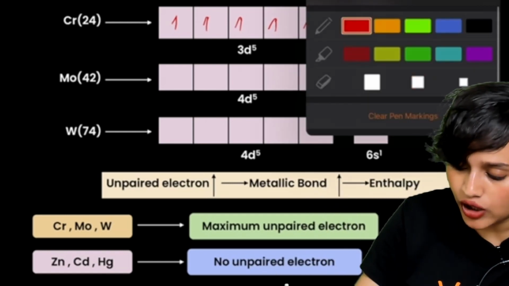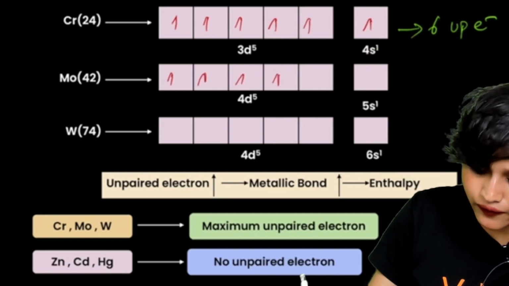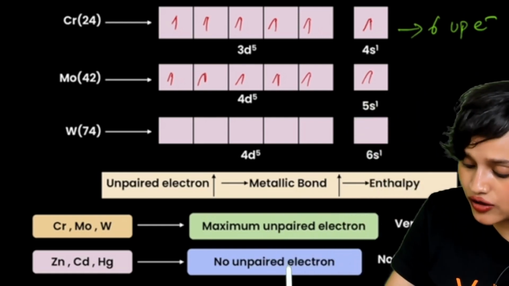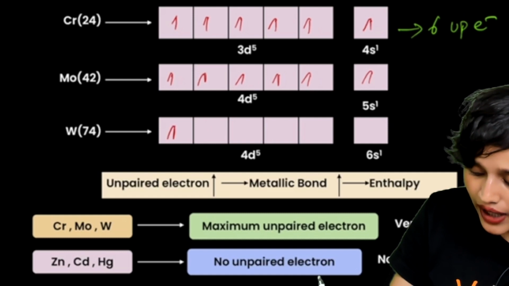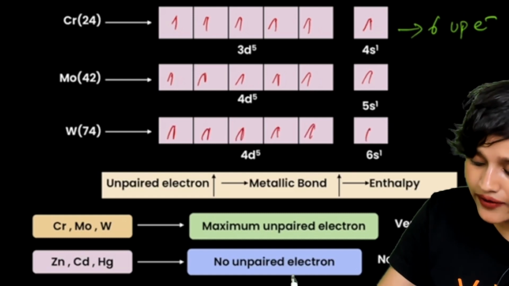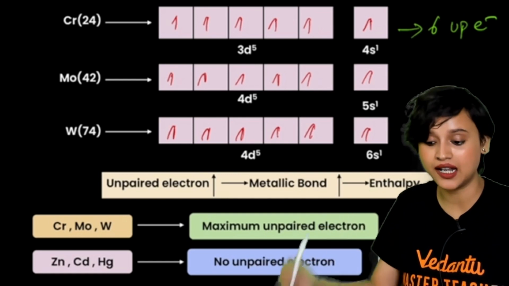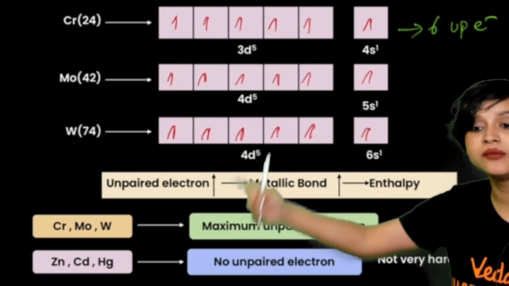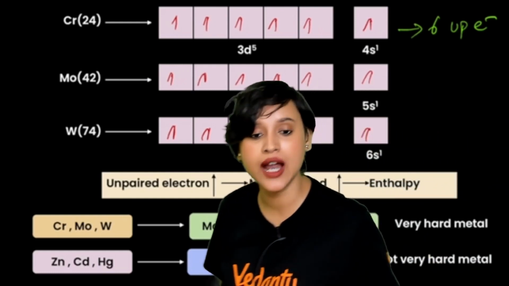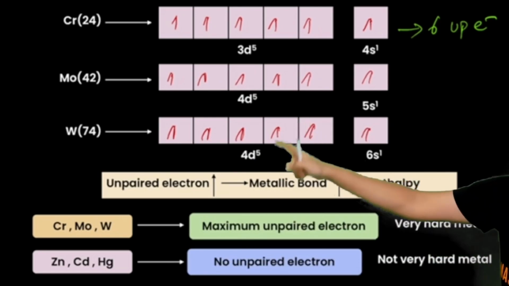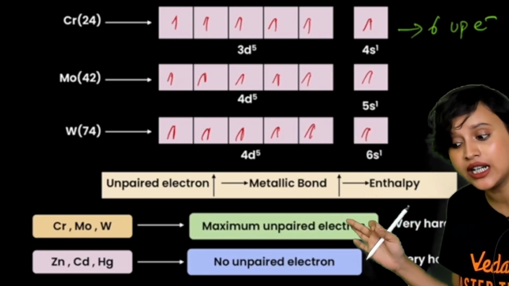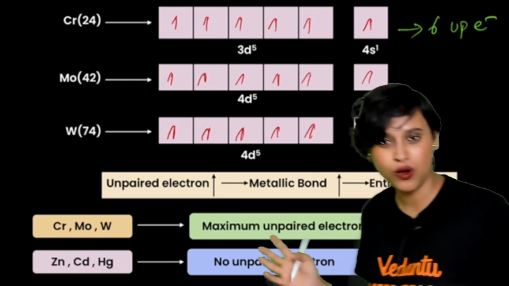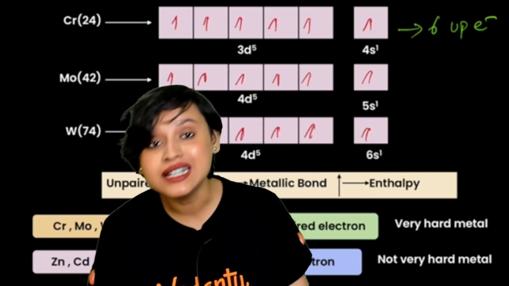Look at molybdenum. Molybdenum also has 1, 2, 3, 4, 5 and 6, so 6 unpaired electrons, same thing. Tungsten also has 1, 2, 3, 4, 5 and 6, so this also has 6 unpaired electrons. So the more the number of unpaired electrons, the more the metallic bonding and the more the enthalpy of atomization. Chromium, molybdenum and tungsten have the maximum unpaired electrons, which is why they are very hard metals. Whereas zinc, cadmium and mercury have no unpaired electrons, which is why they are brittle metals.